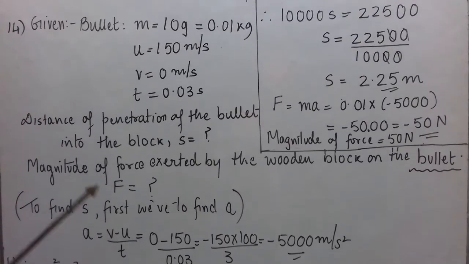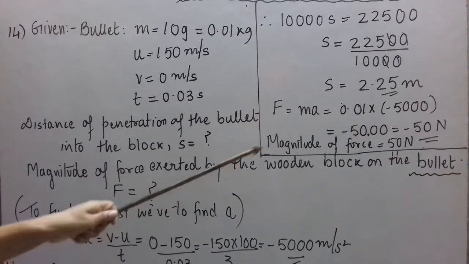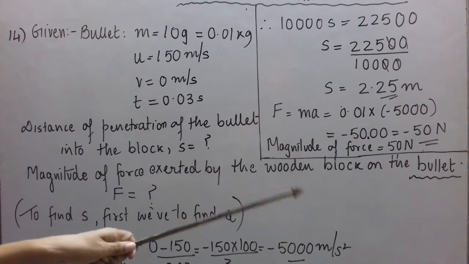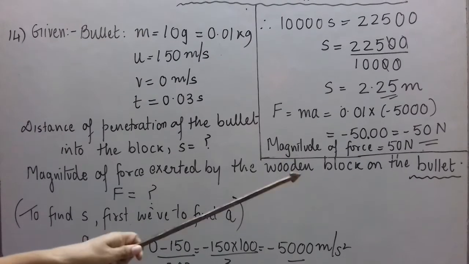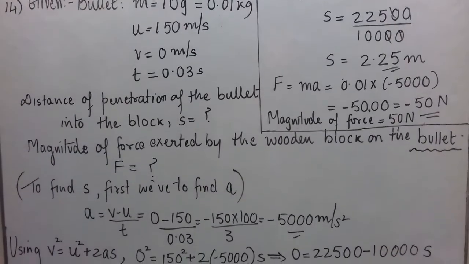So students, do remember that this is the magnitude of force exerted by the wooden block on the bullet. Okay, it is the bullet, not the table. I hope again it is clear to you.